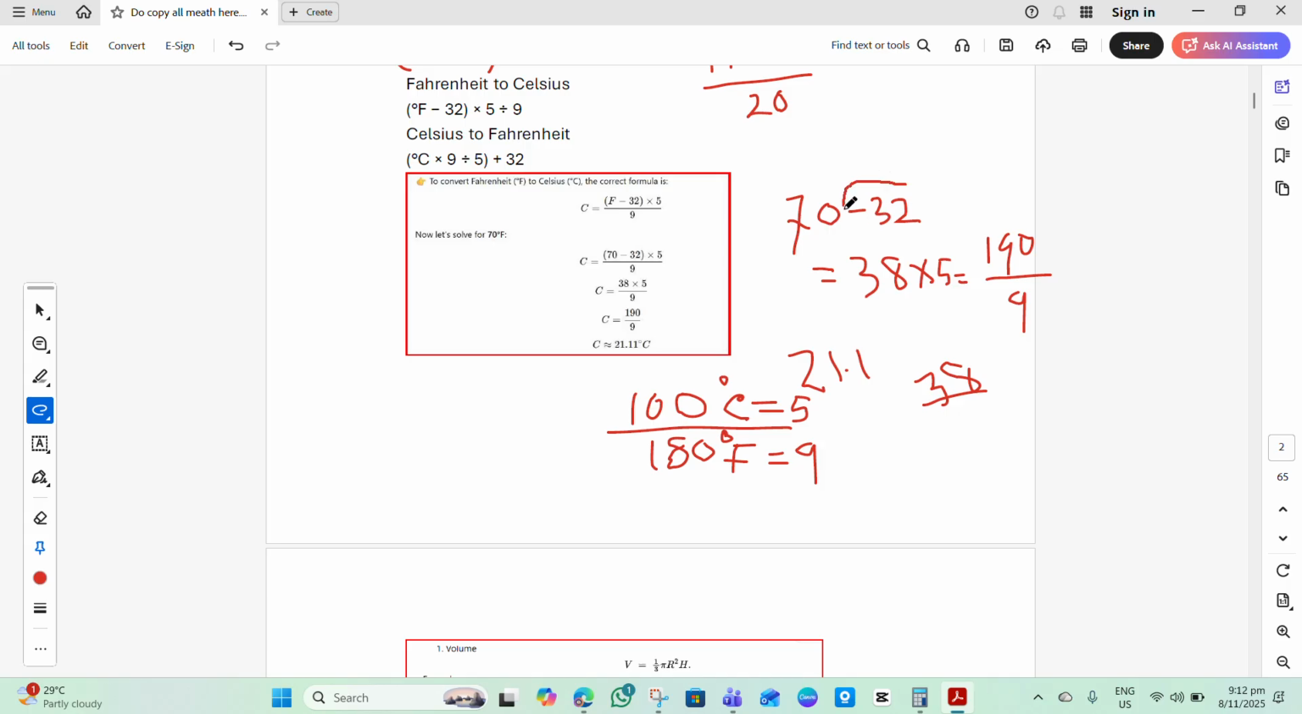as usual, always we subtract 32. So we have to subtract from the value given, the value provided. Might be 70, 80, 90 or 100, whatever. So first of all we subtract 32, then multiply with 5, then divide by 9. So it comes to 21.1. So this is the result.